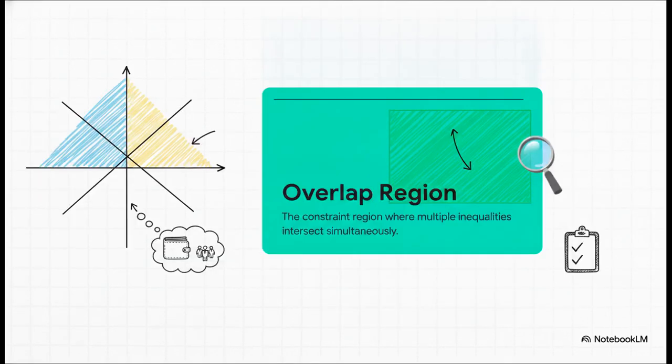Because of this new rule, our final solution is no longer a single point, and it's no longer just a simple half-plane. It is the overlap region, which is also known as the constraint region. This is the exact shaded area on a graph where our budget inequality and our minimum attendance inequality successfully cross over. Any point sitting inside this specific overlap region satisfies all of our real-world conditions simultaneously. It's like finding the mathematical sweet spot.